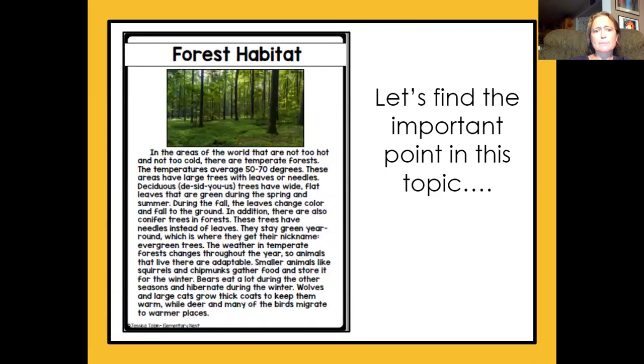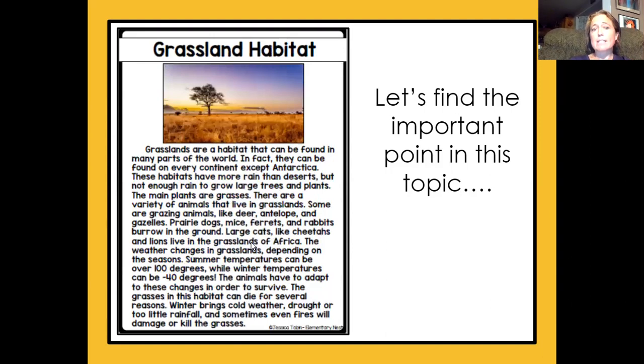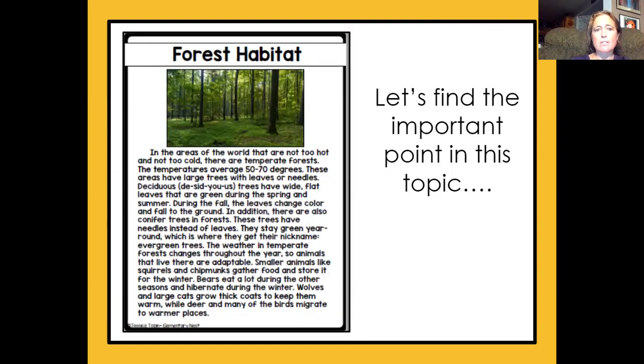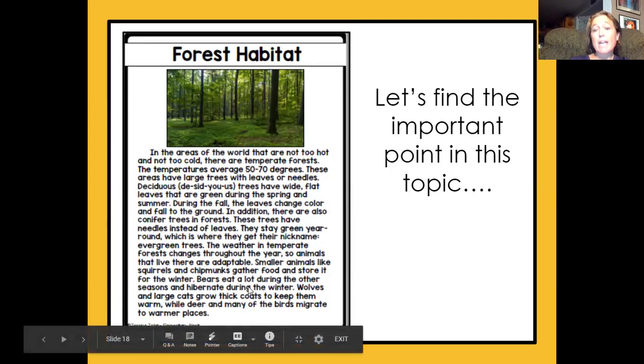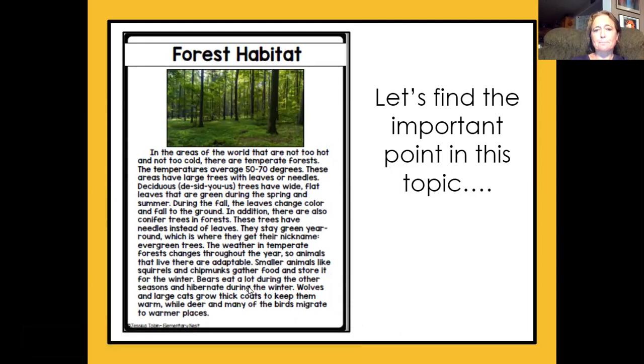Another way that they're different, if you look here, it says that they stay green year-round. They have evergreen trees, which are very large trees. But in the grassland, it says that they never get enough rain to really grow tall trees. So that's another way these two passages are different. Also, the types of animals that live in each of these places is different also.